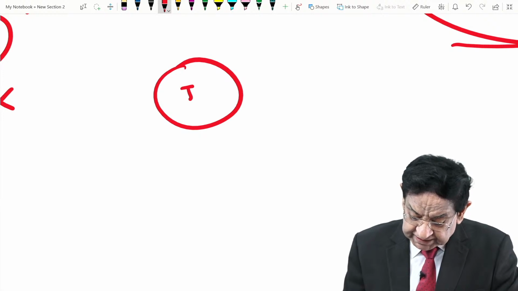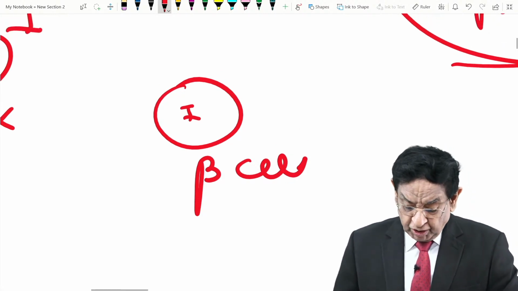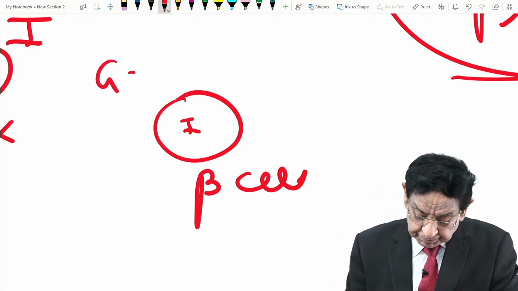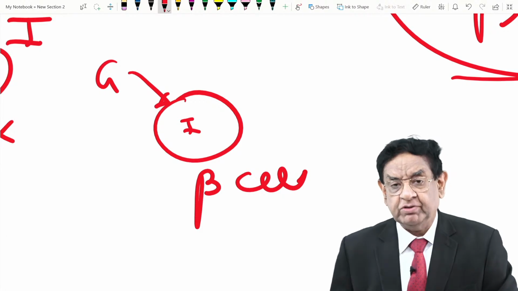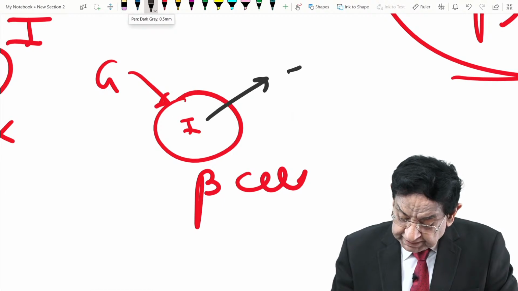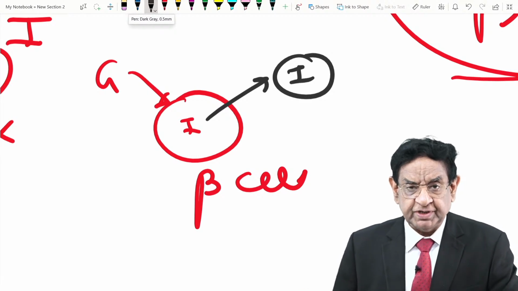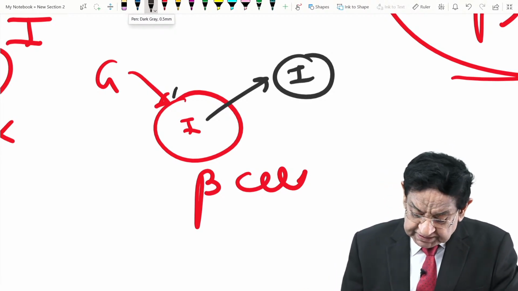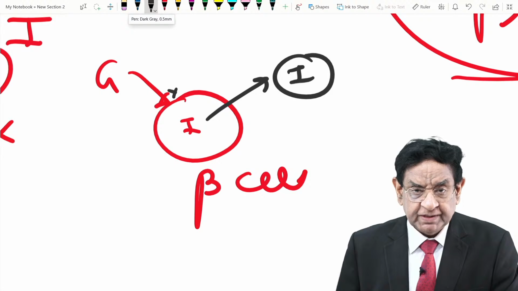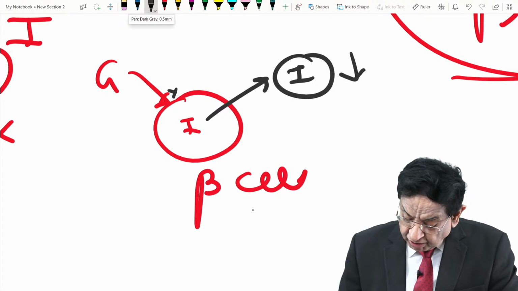The beta cell has insulin, I for insulin. Normally, after eating, food is digested and converted into glucose. Glucose comes and acts on the beta cell, and that triggers the release of insulin. Now in this patient, this sensitivity is reduced. Glucose comes, but it cannot push out insulin. That's why the serum insulin level goes down even though beta cells are normal.